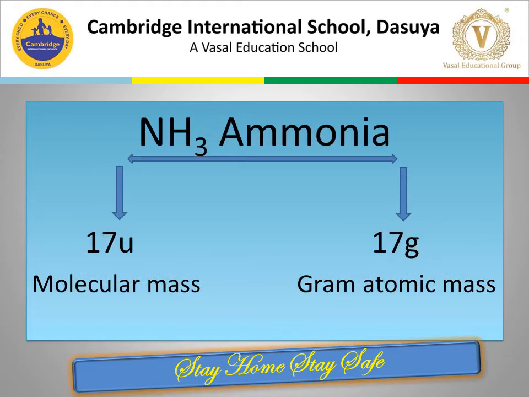Similarly, when we write 17 u and 17 gram for ammonia, 17 u is the molecular mass, that is the sum of the atomic masses, and 17 gram is the mass of 1 mole of ammonia molecules in gram, that is called the gram molecular mass.